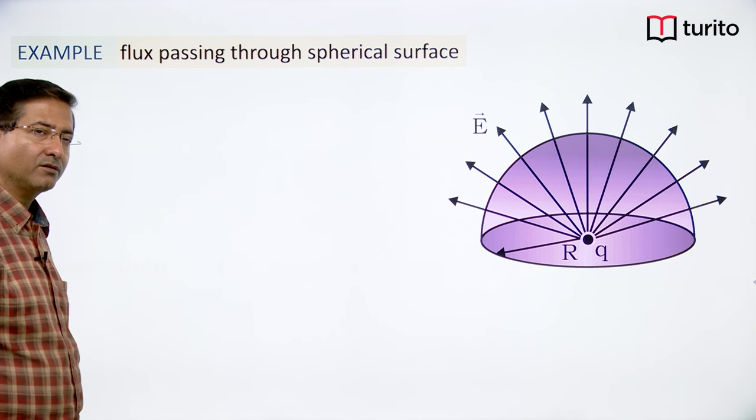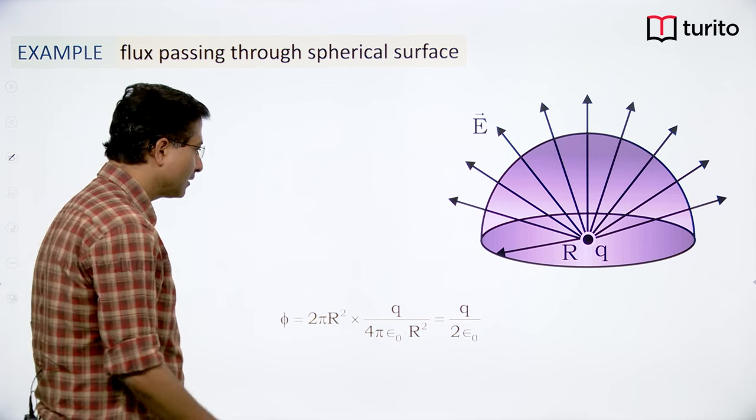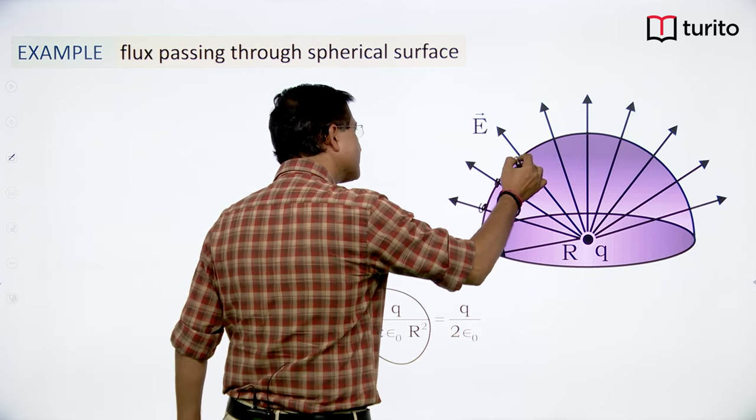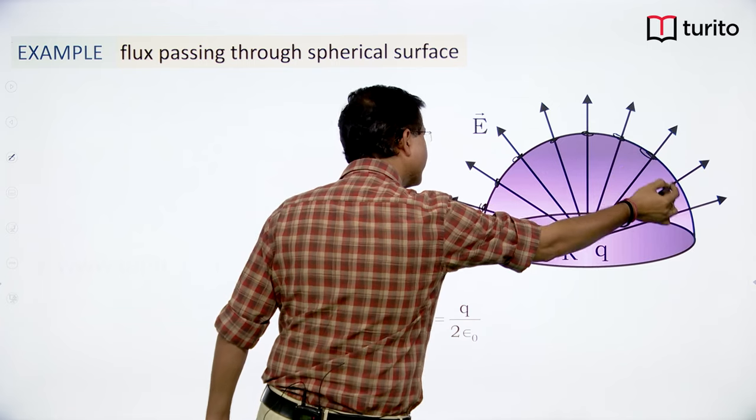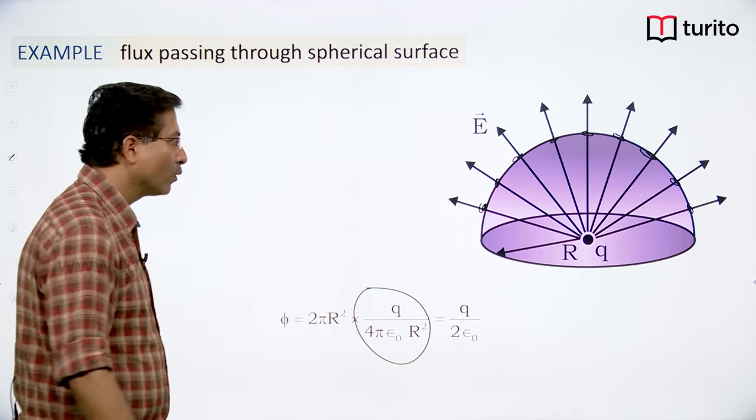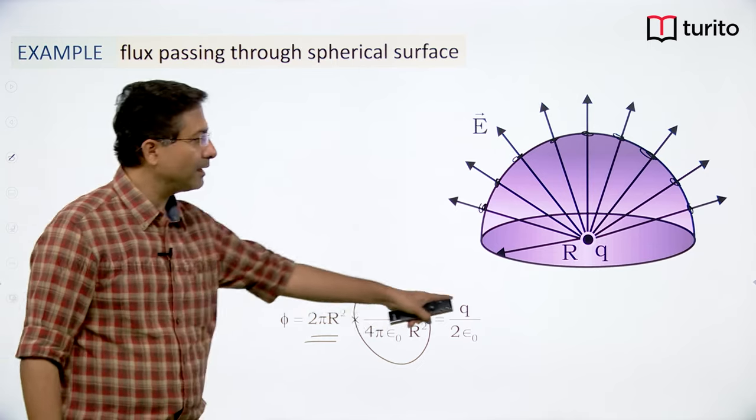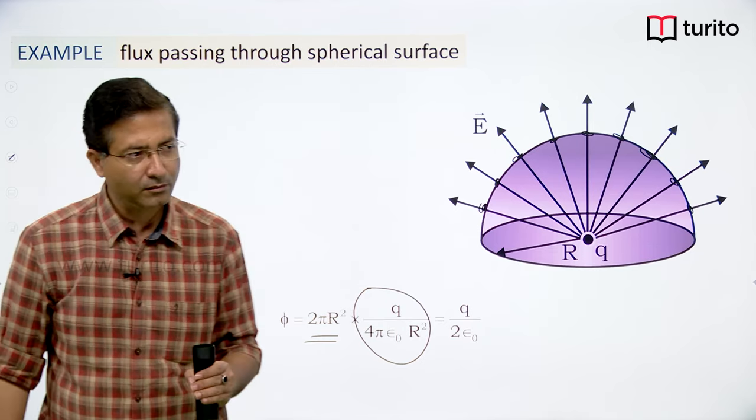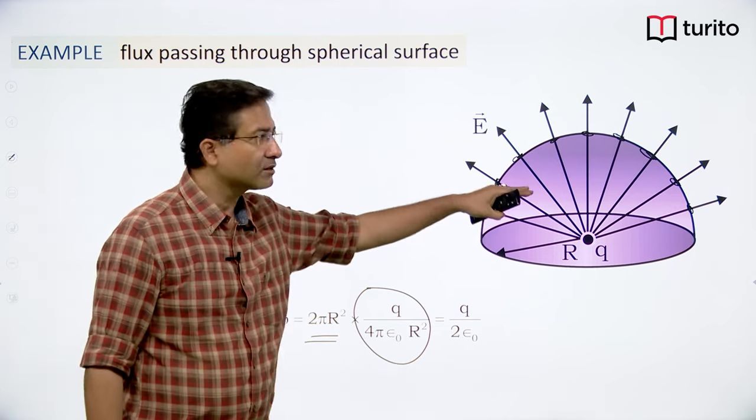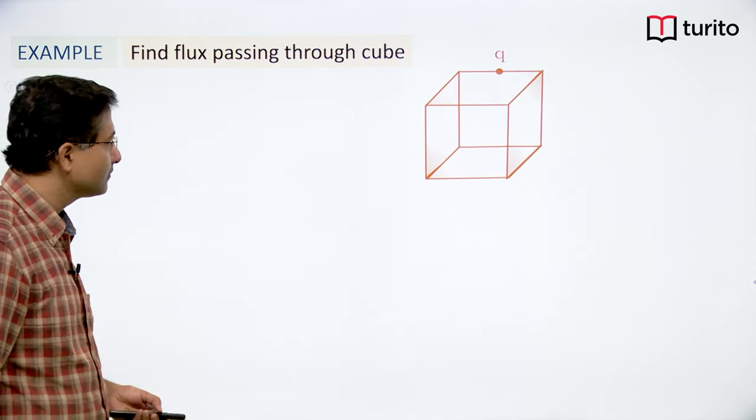I can use the formula for flux, right? Look at every point on the surface: the magnitude of the field is the same, Q upon 4 pi epsilon naught r square. What is the surface area of this one? That is 2 pi r square. If I multiply, I get Q upon 2 epsilon naught. So using the basic formula for flux, you can find the flux associated with this surface, or you can use Gauss law to get the result, right?